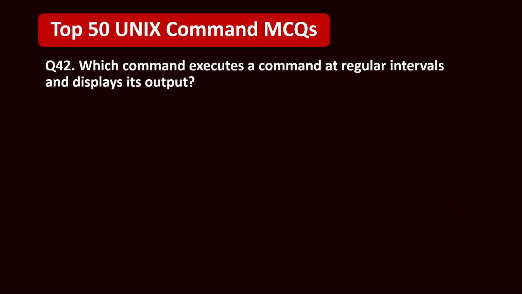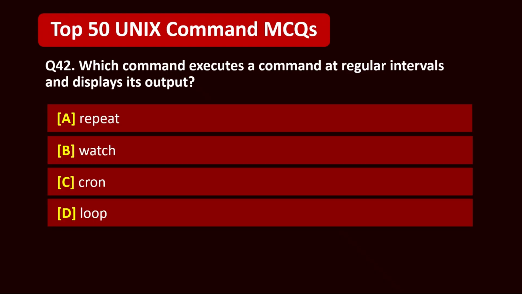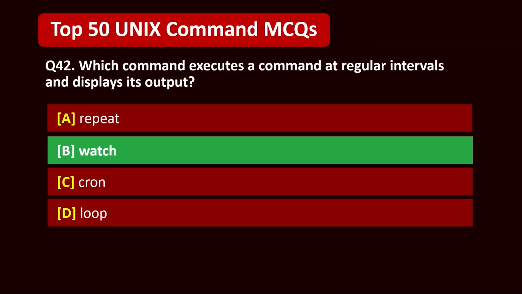Question 42. Which command executes a command at regular intervals and displays its output? A. repeat, B. watch, C. cron, D. loop. Correct answer is B. watch.